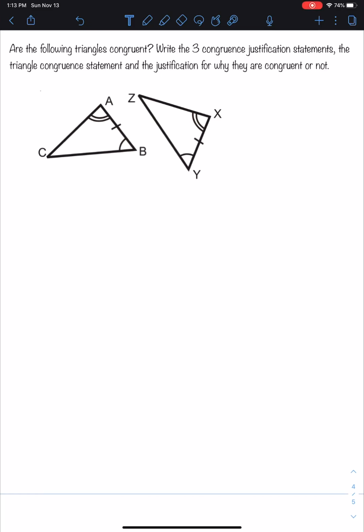Are the following triangles congruent? Write the 3 congruence justification statements, the triangle congruence statement, and the justification for why they are congruent or not.